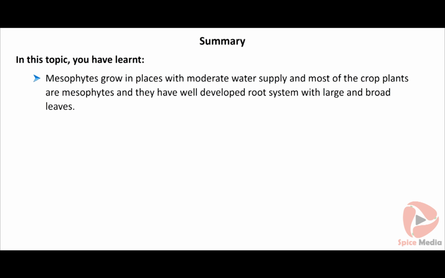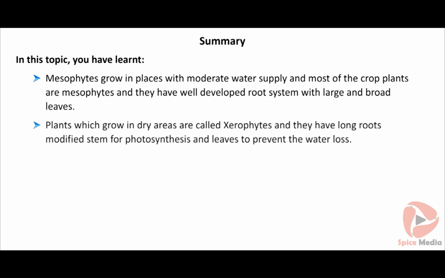Mesophytes grow in places with moderate water supply, and most of the crop plants are mesophytes. They have a well-developed root system with large and broad leaves. Plants which grow in dry areas are called xerophytes, and they have long roots, modified stem for photosynthesis, and leaves to prevent water loss.